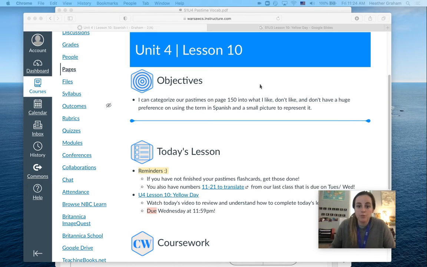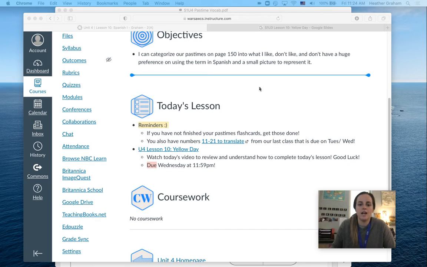So a couple of reminders before I get into what we're doing today. If you've not finished your pastime flashcards that we did in class a while back, last week, then make sure that you have those done, because those are going to be checked this coming week, this week that we're in. And then also, if you remember, on Thursday, Friday, sorry, that was the last time I saw you.